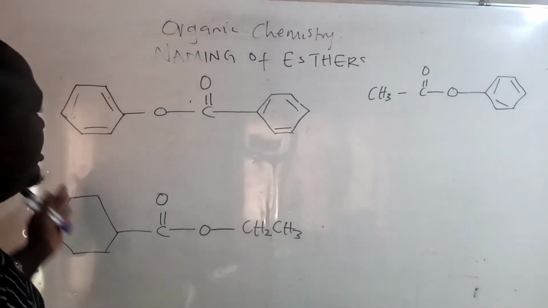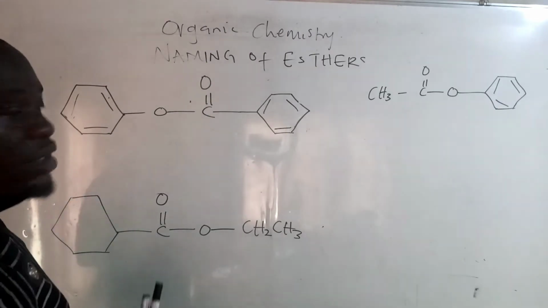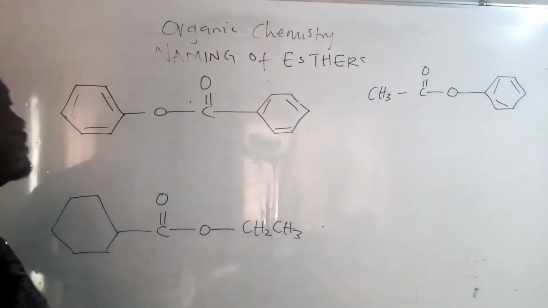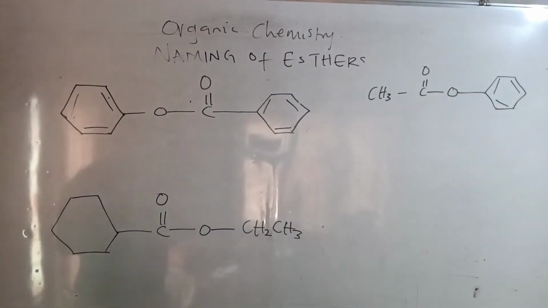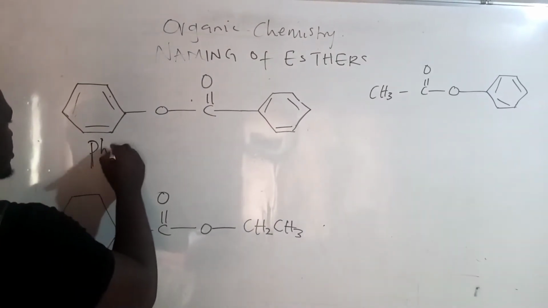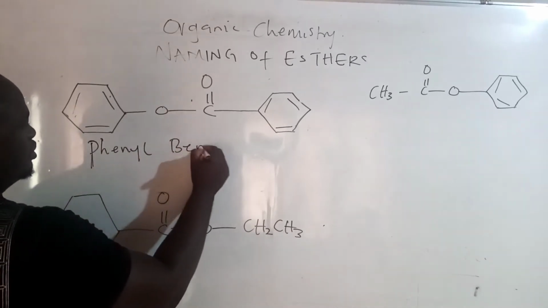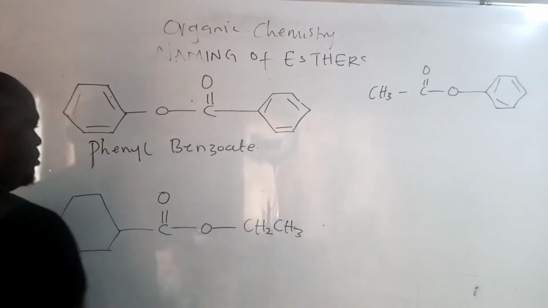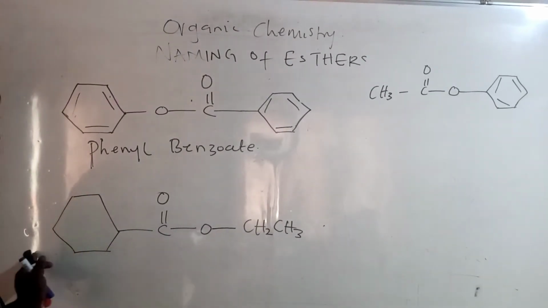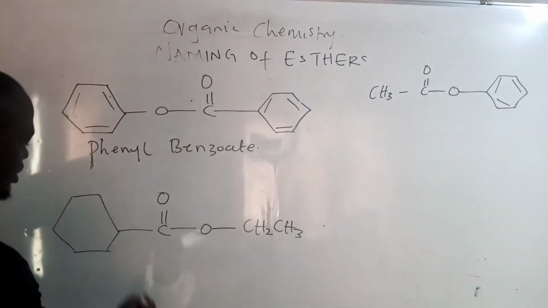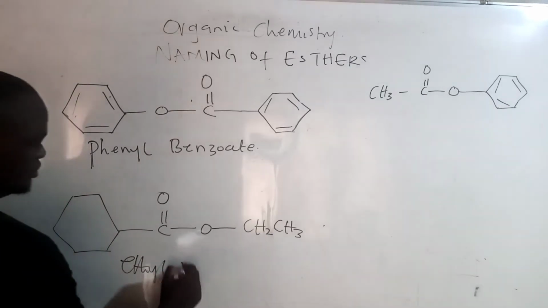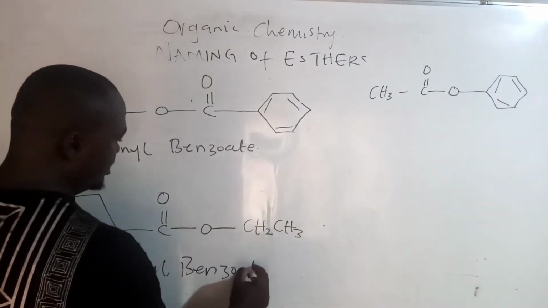Now, if you want to name this compound, remember the rule. Name the side that does not contain the oxygen first. Then you come back and name the side that contains the oxygen. Is it not? That's the rule. So the name of this compound is phenyl benzoate. Good. Now, coming to the second part, this is the side that contains the oxygen, right? So naming this side, so this is what? Ethyl, right? Benzoate.